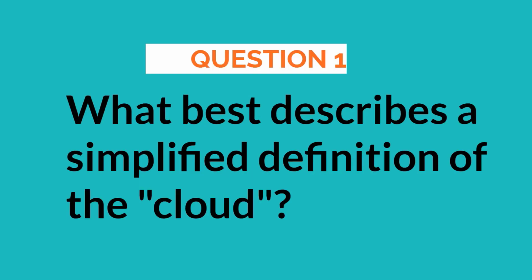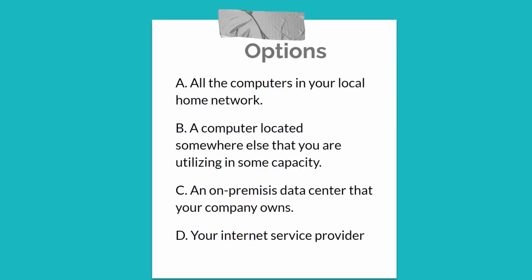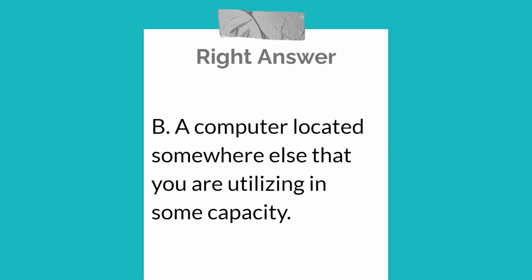Question 1. What best describes a simplified definition of the cloud? Option A. All the computers in your local home network. B. A computer located somewhere else that you are utilizing in some capacity. C. An on-premises data center that your company owns. D. Your internet service provider. Right answer is B. A computer located somewhere else that you are utilizing in some capacity.